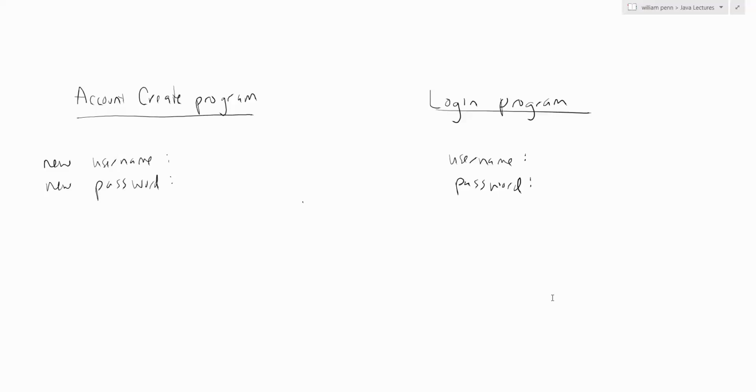So we're going to take a look at an example of how we would use file input and output and actually write the code to do it. I think a really good example is thinking about storing people's usernames and passwords.